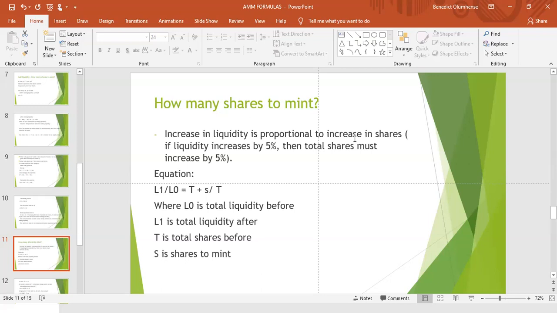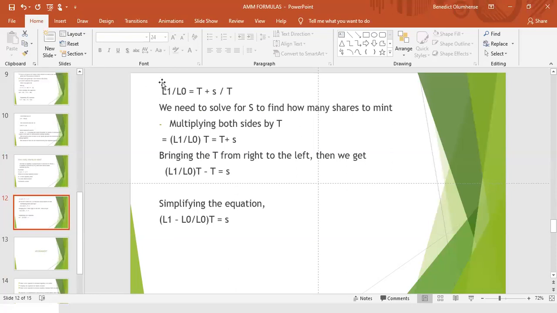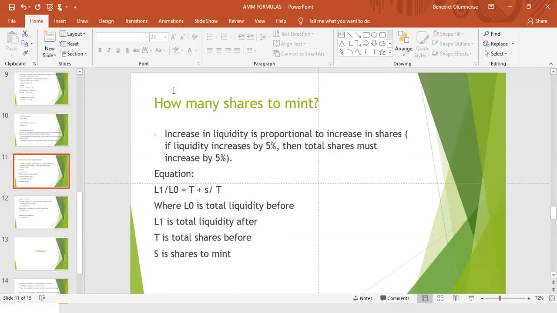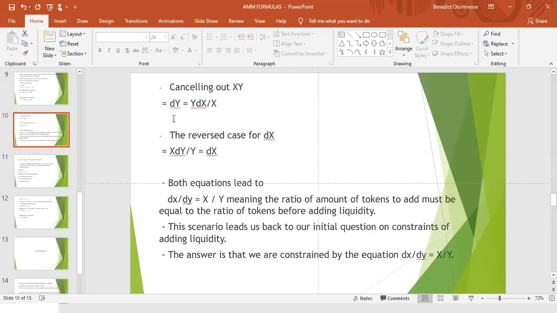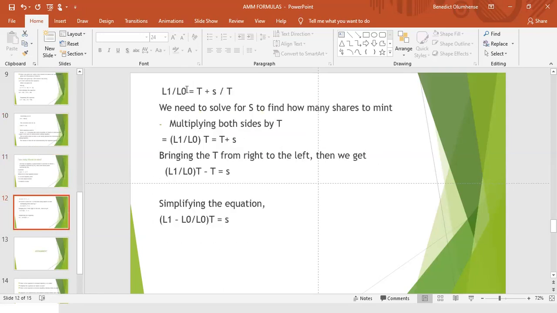And so what is the equation that comes to mind? We have L1 divided by L0 equals T plus S divided by T, where L0 is the liquidity before, L1 is the total liquidity after the transaction, T is the total shares before, and S is the shares to mint. So how does this change? We say L1, the new amount of liquidity, over the old liquidity, L0, equals T plus S divided by T.